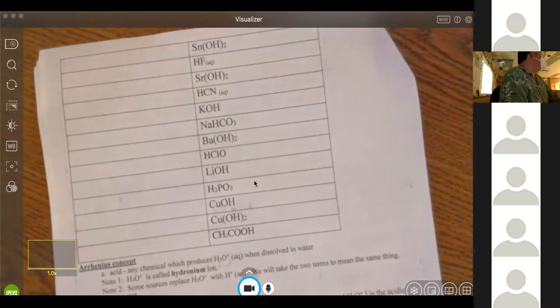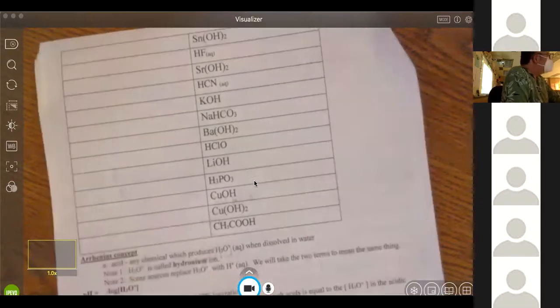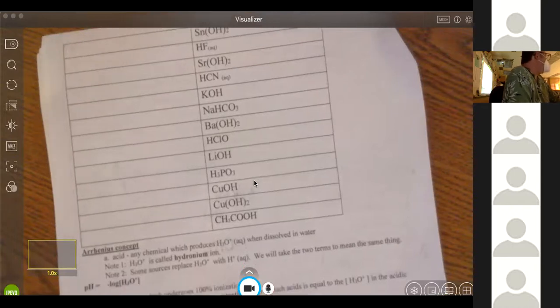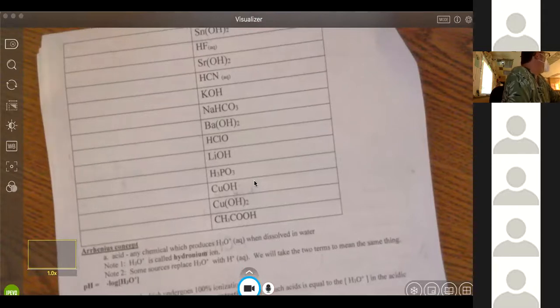But what does that mean? If it's an acid, what must it do when it's added to water? What does it have to do if it's added to water? No, it's an acid. What does it have to do? No. It increases the what? This is the first thing we talked about today. Yeah, it increases the hydrogen ion concentration, right? That's why it's an acid.